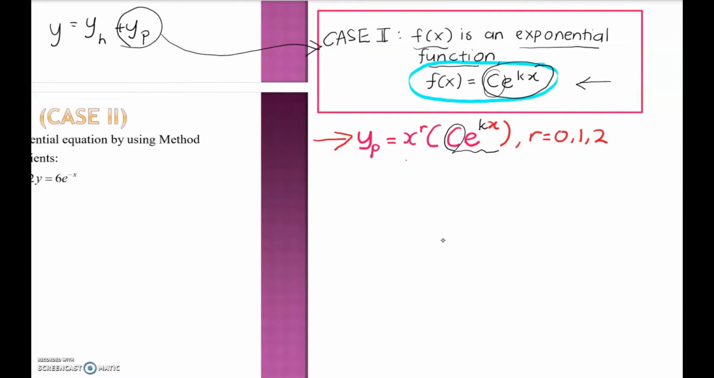Do not follow the number in your question for C, but you need to write down C as C, a constant, the exponent is the exponent, and k will follow whatever k you have in your question. Plug it into your initial guess, and then multiply by x^r, with r from 0, 1, ending at 2. The function x^r is just to determine whether you have a similar term in your solution yp and your homogeneous solution.